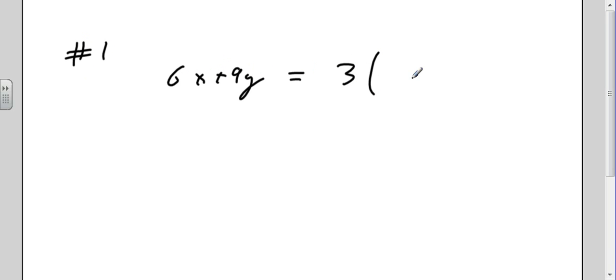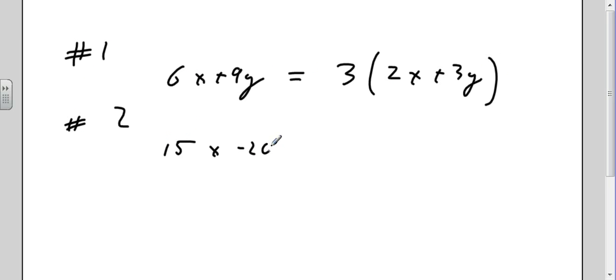Okay, so we'll look at number 1. 6x plus 9y. I see that I have a common factor, it's 3. So I can write 3 times (2x plus 3y). I'll look at number 2. I've got 15x minus 20. I notice I have a common factor, it's 5. 5 times (3x minus 4).